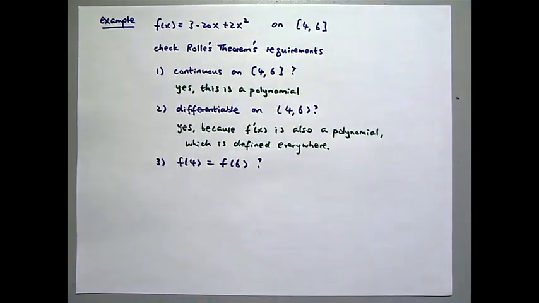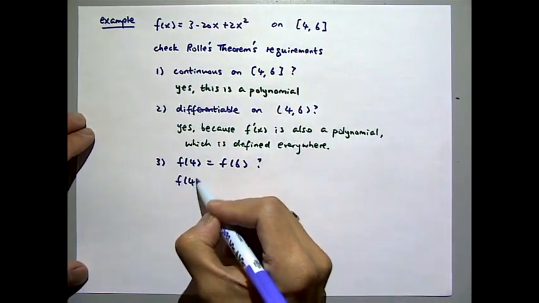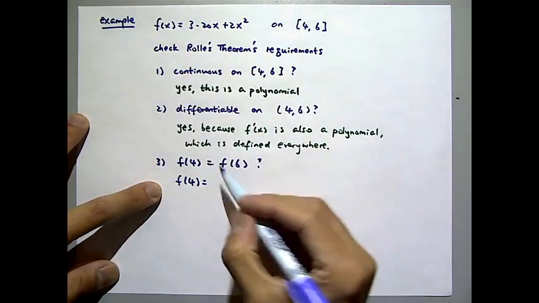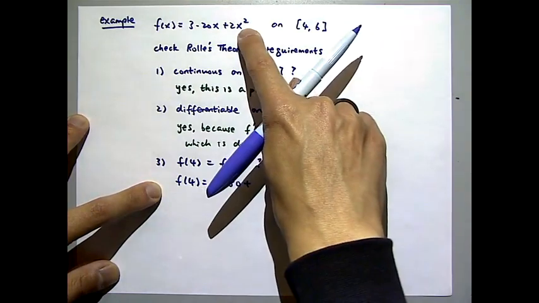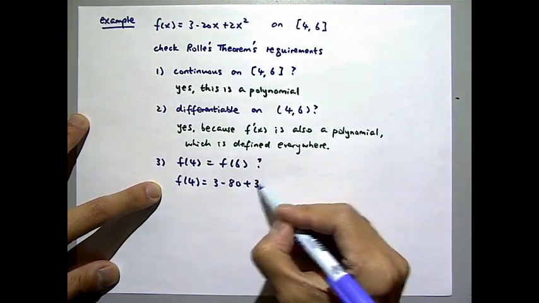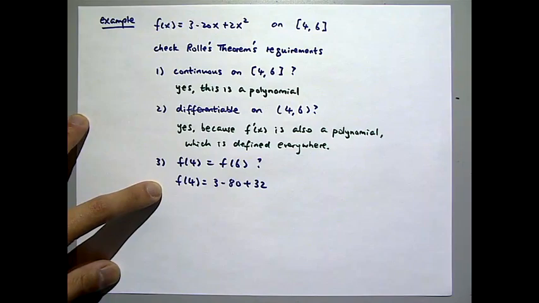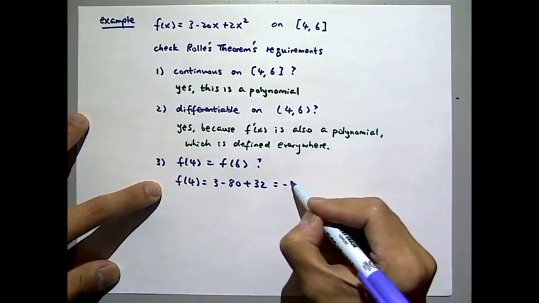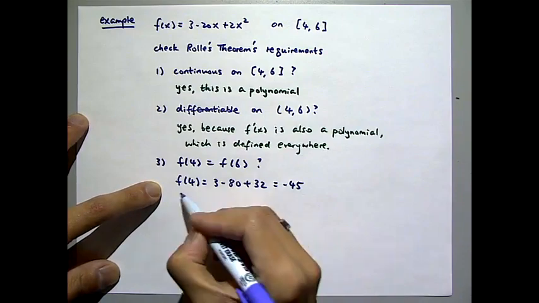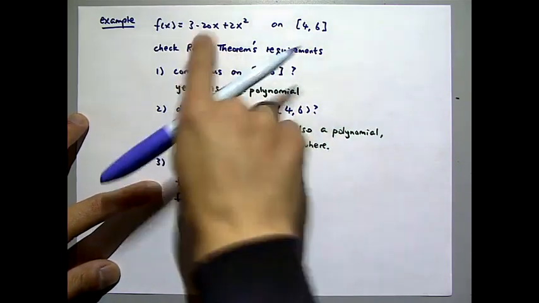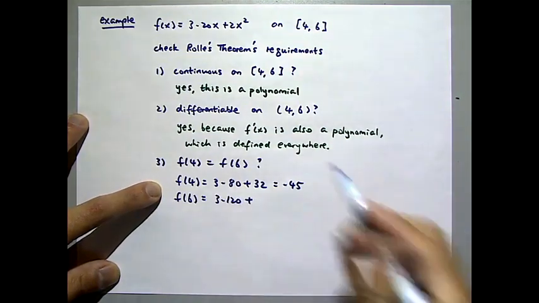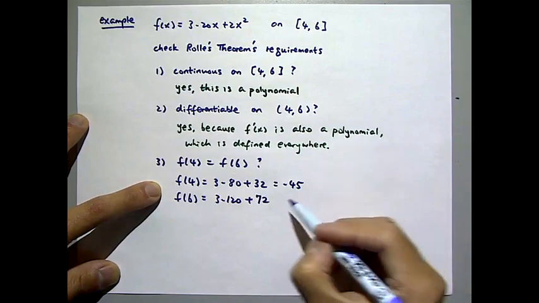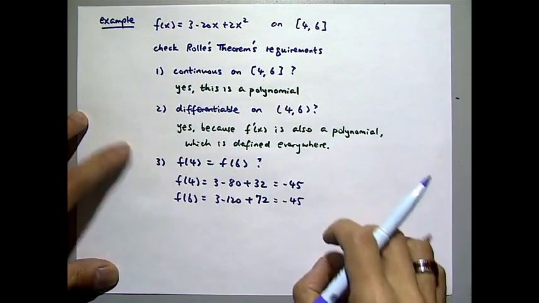Last one is, are the endpoints the same? And this is just simple plugging in and checking. Plug 4 into here, we get 3 minus 80 plus 32. Yeah, it turns out to be minus 45. Plug 6 into there, we get 3 minus 120 plus 2 times 36, 72. And it should turn out to be also minus 45.